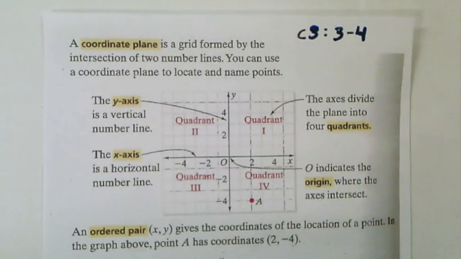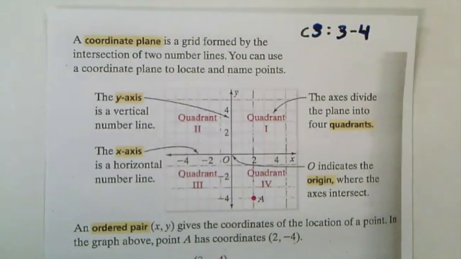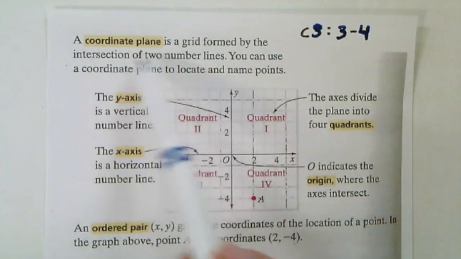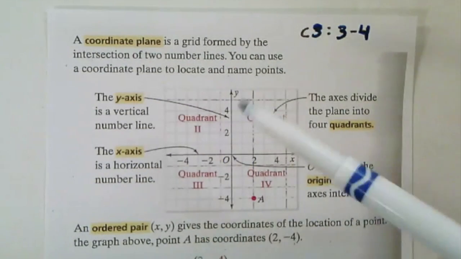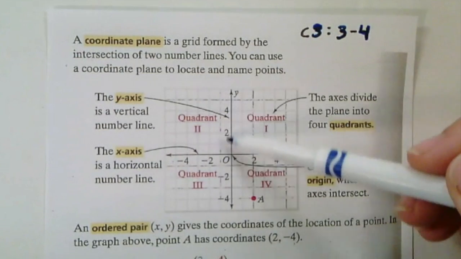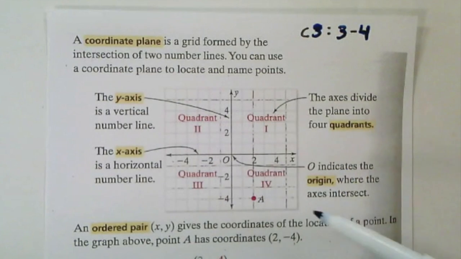Welcome to lesson 3-4 on graphing in the coordinate plane. So we have got some important vocab for you today. A coordinate plane is a grid formed by the intersection of two number lines. We have a horizontal number line right here, and we have a vertical number line right here. And we call all of this area the coordinate plane.